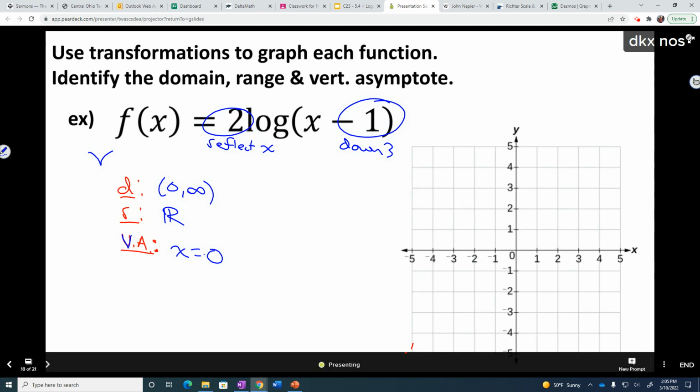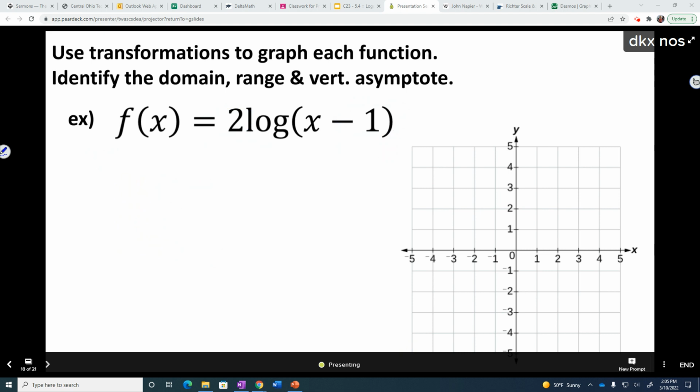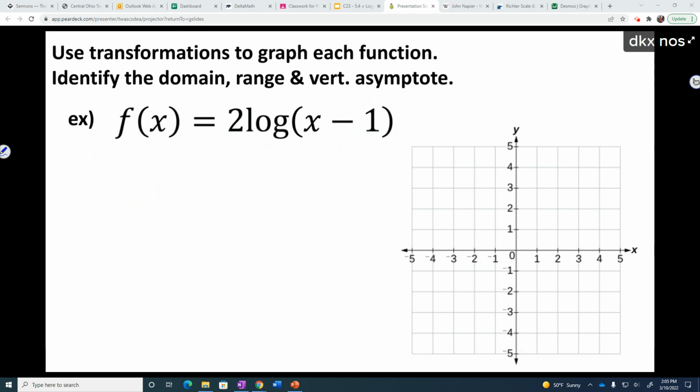Alright, let's do one more. So this one's a log, but it works the same way as a natural log. And yeah, this one does have a stretch, right? Because it's multiplied. Stretch. Right one. And then we got a right one.